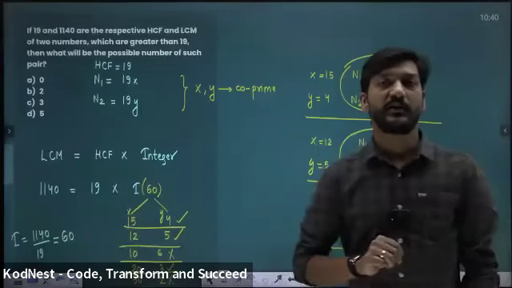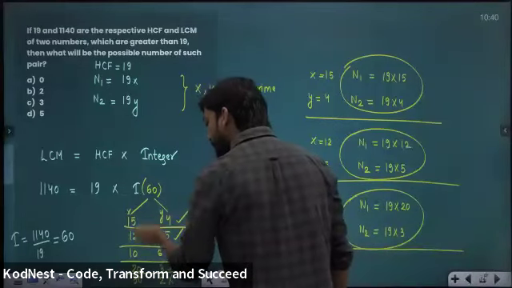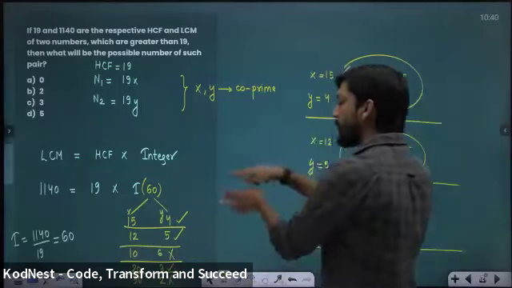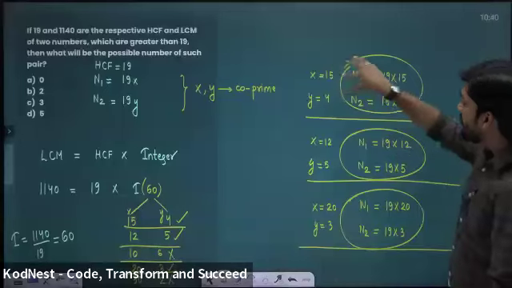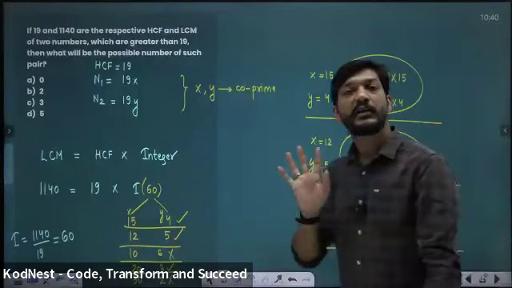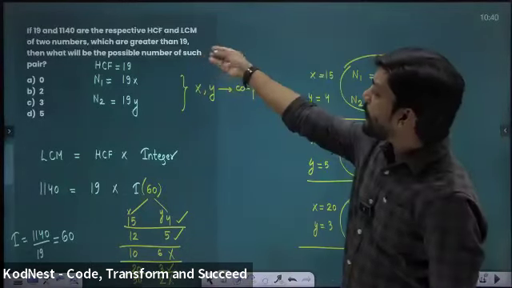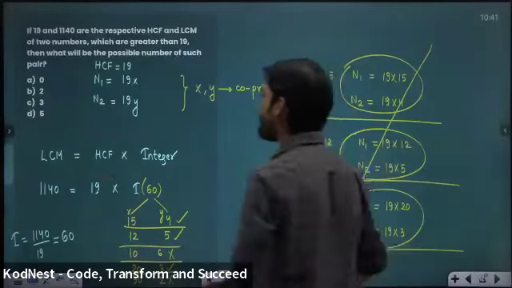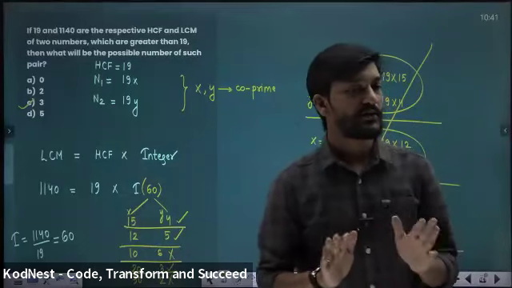So three pairs are there. But carefully answer. For every pair, 1, 2, and 3, I am getting one set of values for n1 and n2. For first pair, one set of values. For second pair, one set of values. For third pair, one set of values. Yes or not? So what I'm saying is, they are asking how many possible number of pairs are there. So without this, can I say 3? Because 3 sets of values I'm getting. Yes or not? Carefully answer.